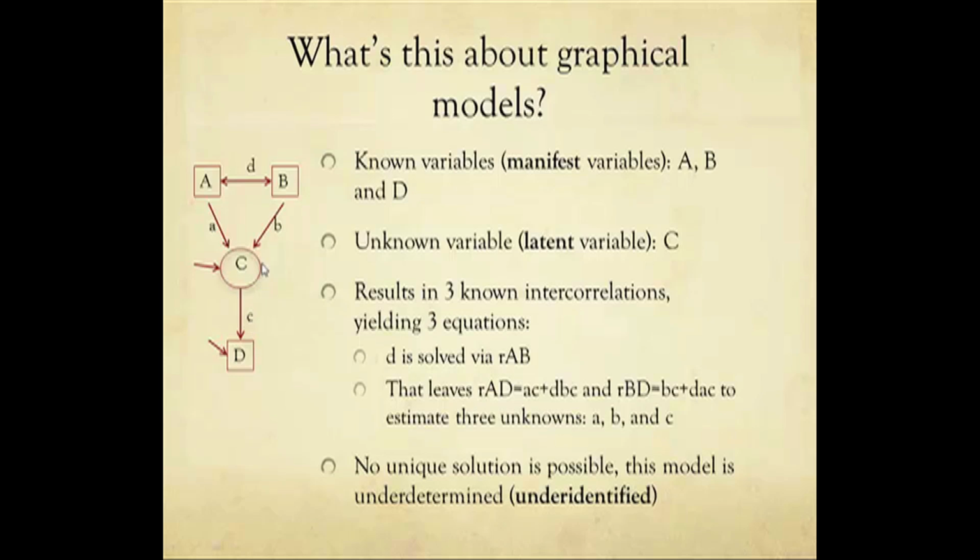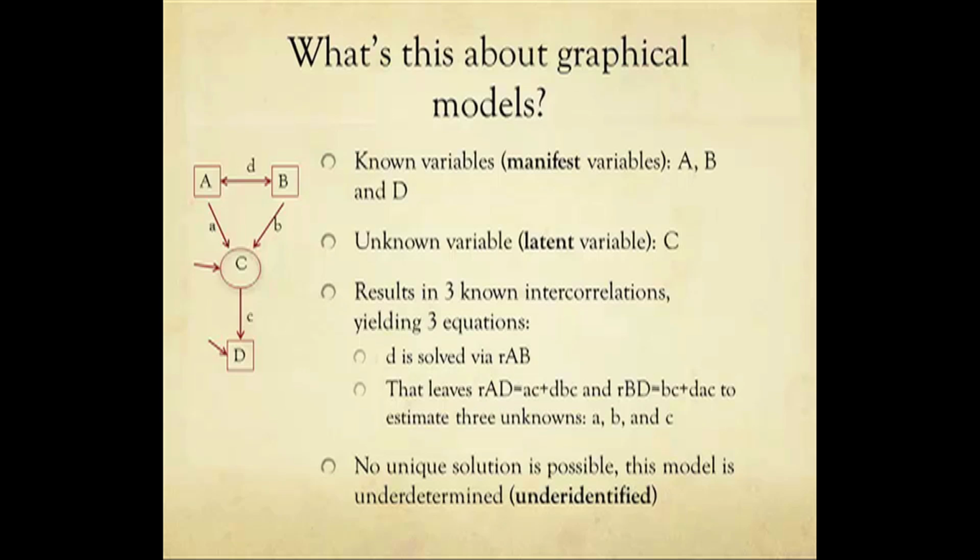We also have this circle in here, and this is representing an unknown variable. It's something we don't directly measure. We try to get at it via other measured variables. This is a latent variable C. It's kind of an introduction to path analysis, and I have to start talking about identification of models.